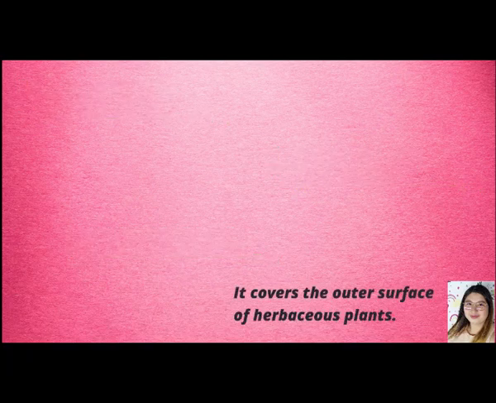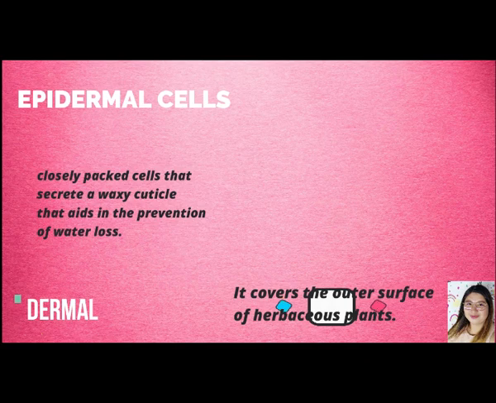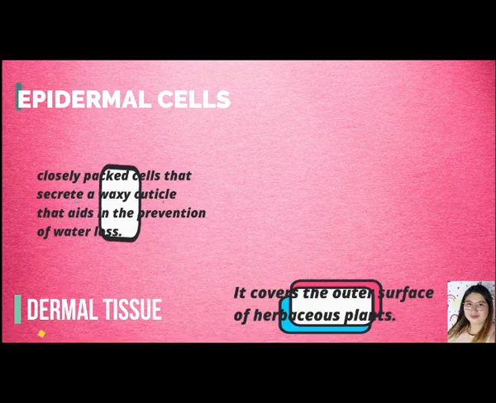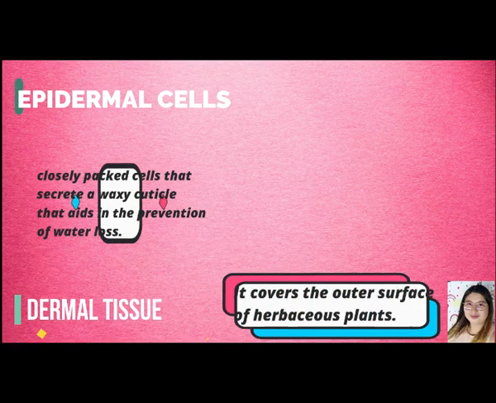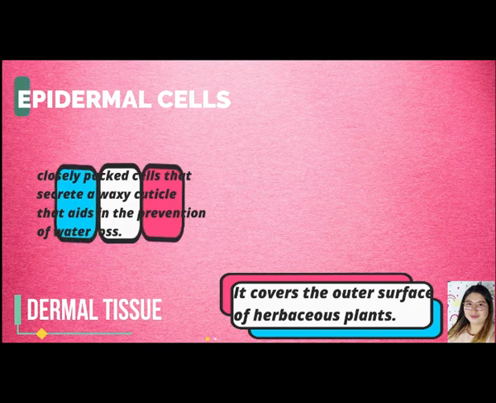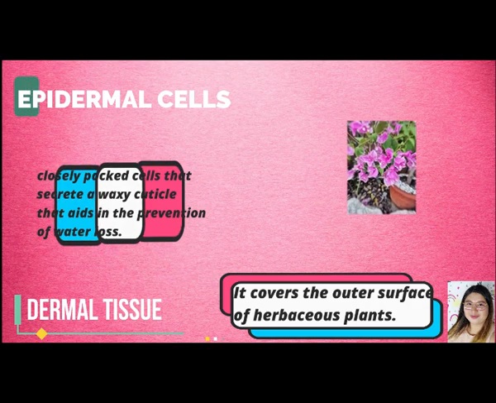So let's have the first type of tissue, the dermal tissue. The dermal tissue covers the outer surface of herbaceous plants. Dermal tissue is composed of epidermal cells, closely packed cells, and secrete a waxy cuticle that aids in the prevention of water loss. So I am going to show you a picture of a herbaceous plant. So this is an example of a herbaceous plant.